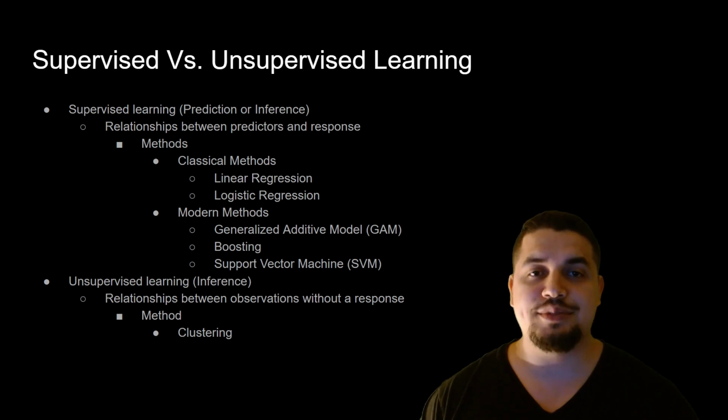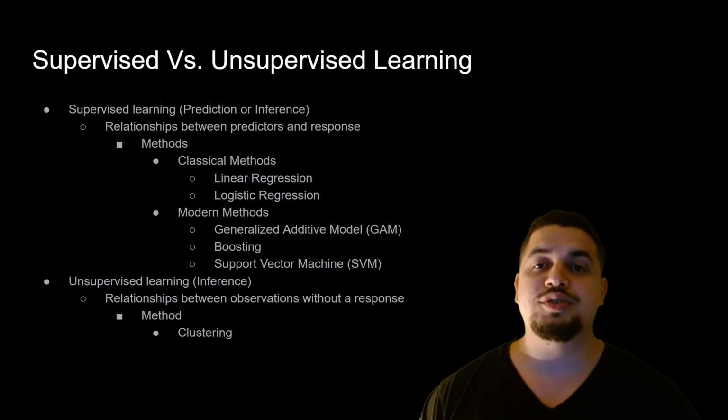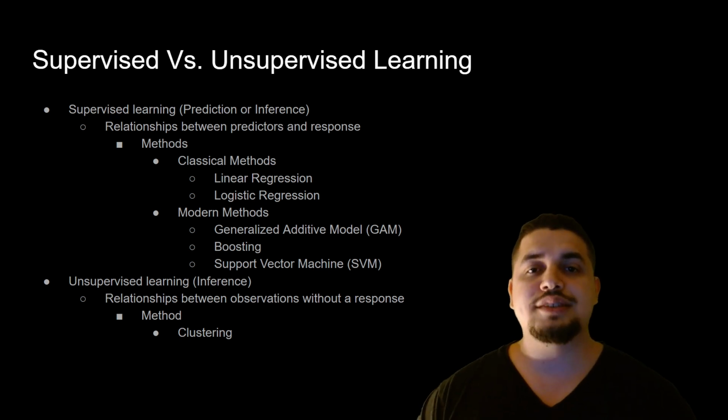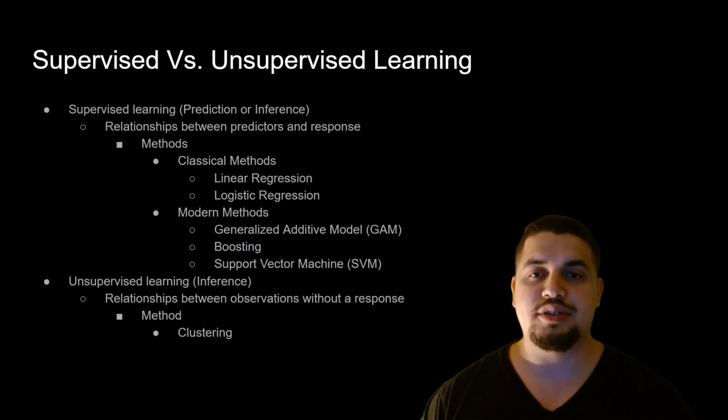Unsupervised learning aims for inference. In other words, understanding relationships between observations without a response variable. Clustering is a common unsupervised learning method. Clustering identifies groups within data based on the predictors alone. It's useful in situations like market segmentation, where the response information is unavailable.